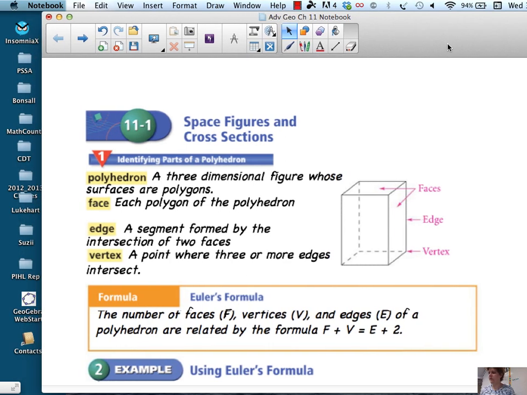Today's video is for Advanced Geometry, Chapter 11, Section 1, Space Figures and Cross Sections. So we're going to be doing surface area and volume in this chapter, and the first section just starts us out with some vocabulary and this idea of cross sections.